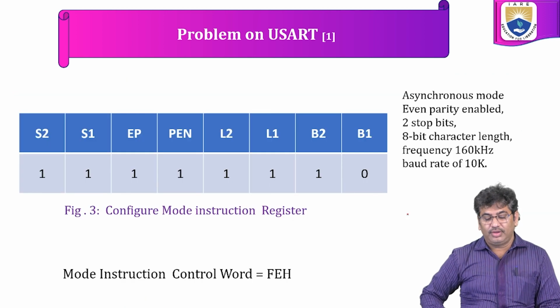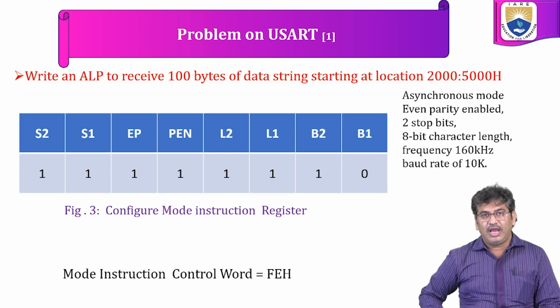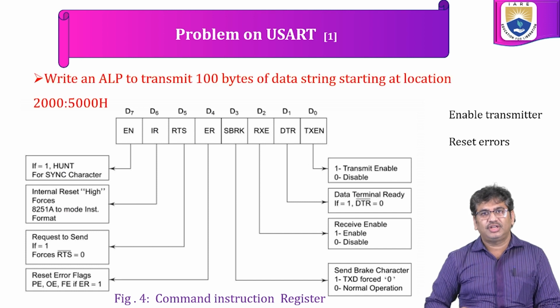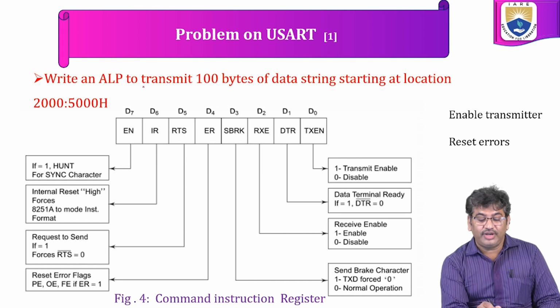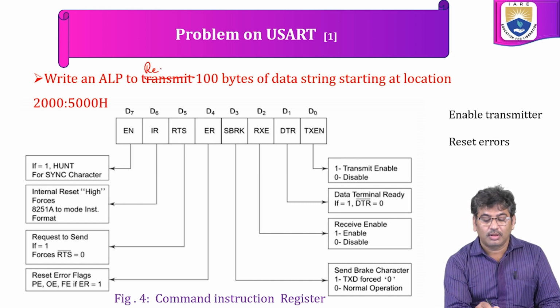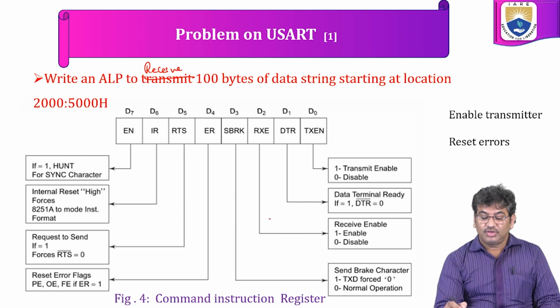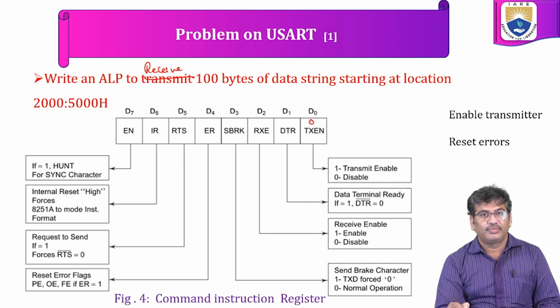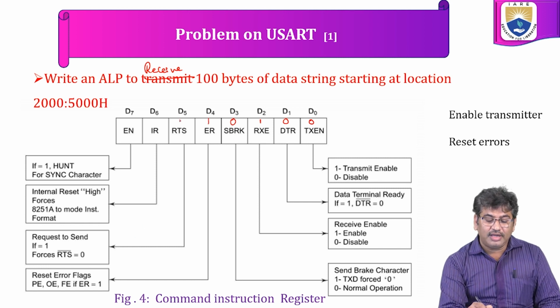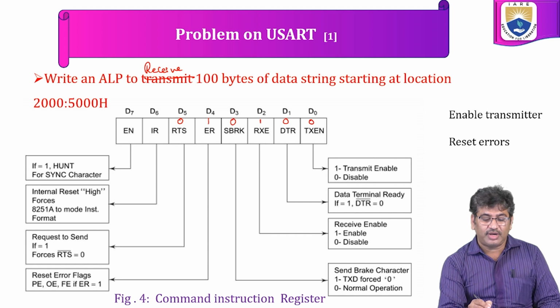After this, we have to configure the command instruction register. For the command instruction register, for receiving of data, transmitter enable is not required, and DTR is not required as it does not correspond to the modem. Receiver we have to enable, so we will write this bit as 1. Send break character is not required. Clearing the error flags we will take. RTS is not required as it is not a modem transfer.